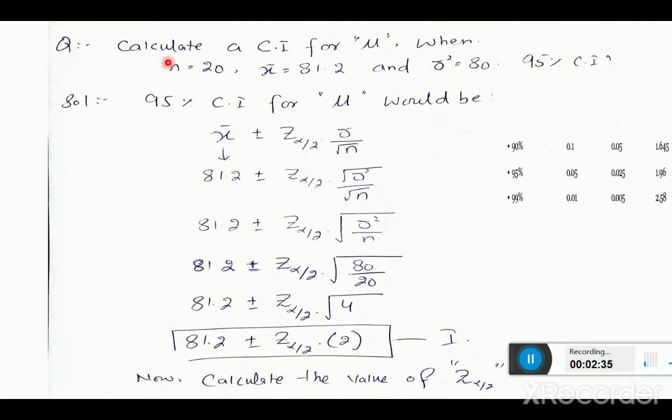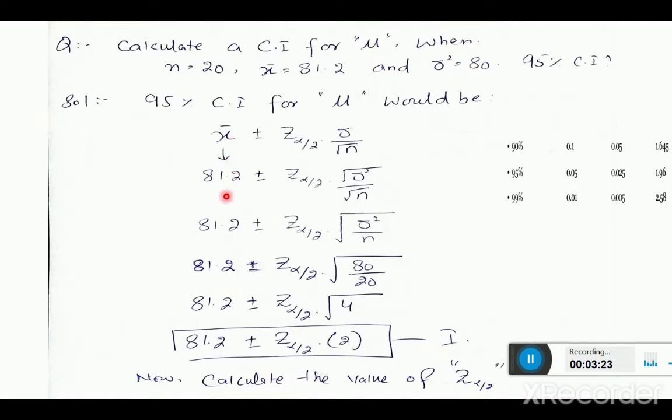Calculate a confidence interval for mu when n is 20, the sample size, x bar is 81.2, already given in the question, and variance sigma square is 80. Construct a 95% confidence interval for mu. The 95% confidence interval formula is x bar plus minus z alpha by 2 sigma over under the root n. Put the values: x bar is 81.2.